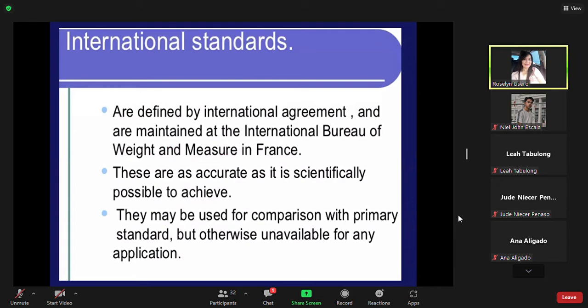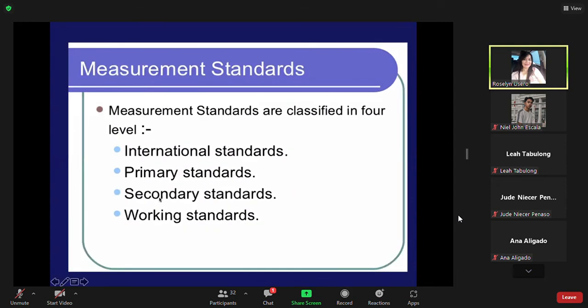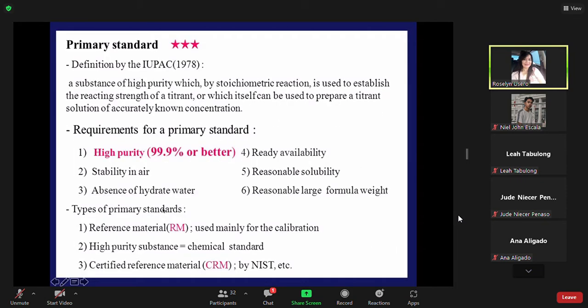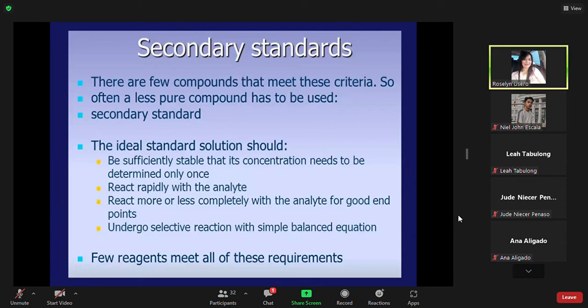Okay, so that's the primary standard, then we go to secondary standards. There are few compounds that meet this criteria. So often a less pure compound has to be used as secondary standard. The ideal standard solution should be sufficiently stable that its concentration needs to be determined only once. Should react rapidly with the analyte.